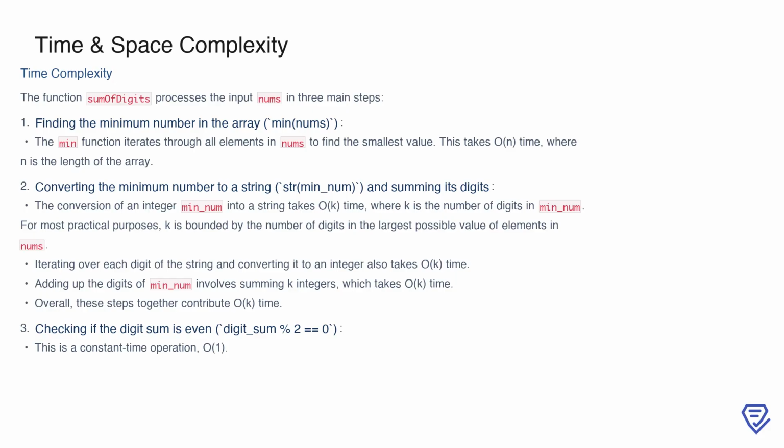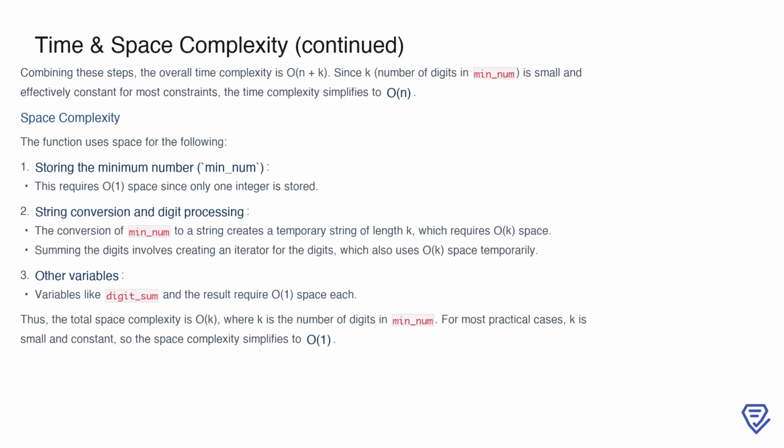The string conversion and digit processing steps depend on the number of digits in the minimum number, which we denote as k. Converting the number to a string, iterating through its digits, and summing them each take O(k) time, so these combined operations also contribute O(k) to the total time complexity. Finally, the function checks if the digit sum is even, which is a simple modulo operation and takes constant time, O(1). Now, when we combine these steps, the overall time complexity becomes O(n + k).